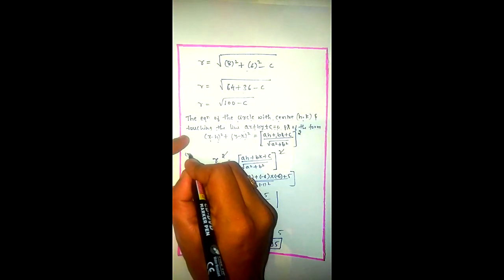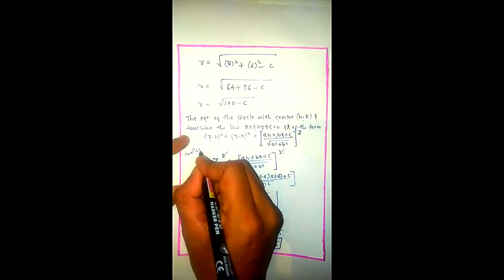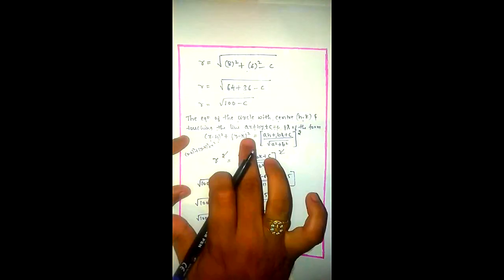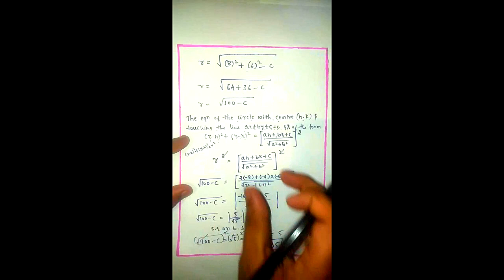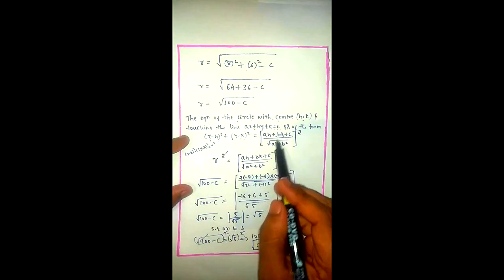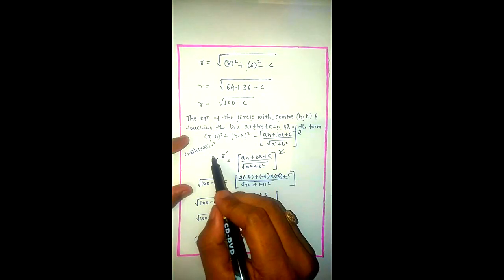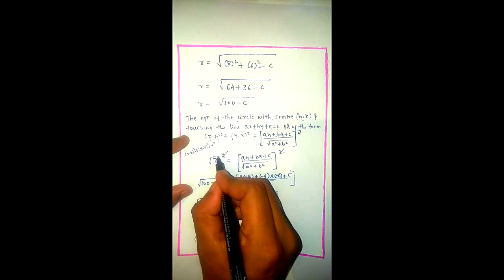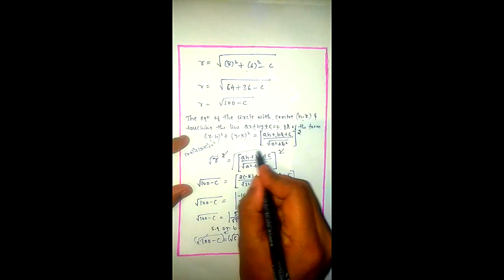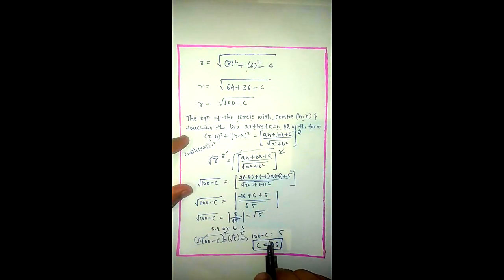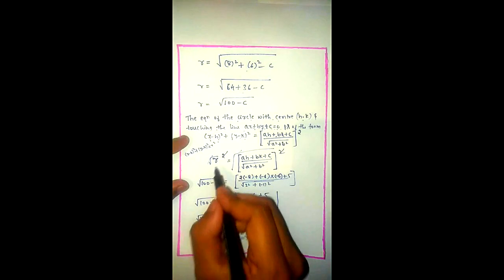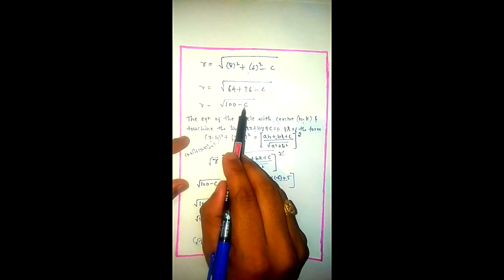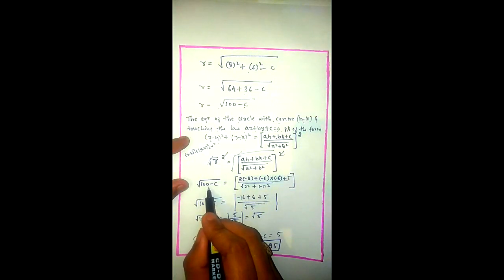The standard formula (x minus h) whole square plus (y minus k) whole square is always equal to R square. Then the total value, which is equal to R square, is again the same term. If I take the square root on both sides, square and square root directly cancel. So finally we get R is equal to, we already found the value of R. R is equal to square root of 100 minus C.